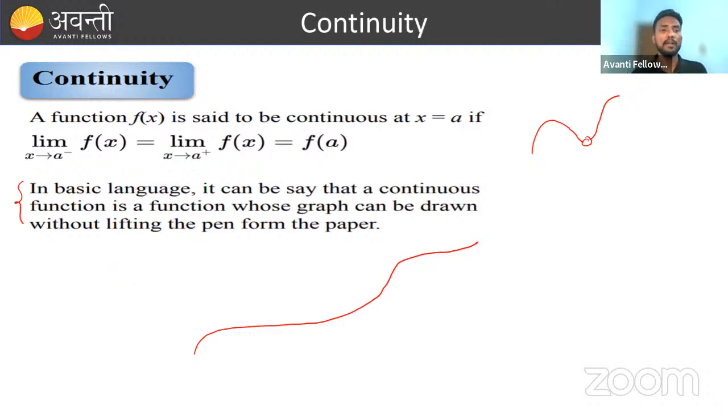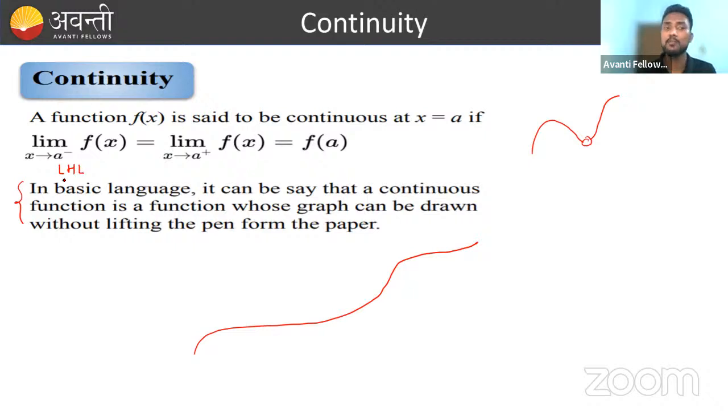But when it comes to problem solving, we have to remember this: a function is said to be continuous at x equals a. We are talking about any point x equals a. If the function is continuous, it means what? Limit of x tending to a minus of f(x), it means it is LHL.